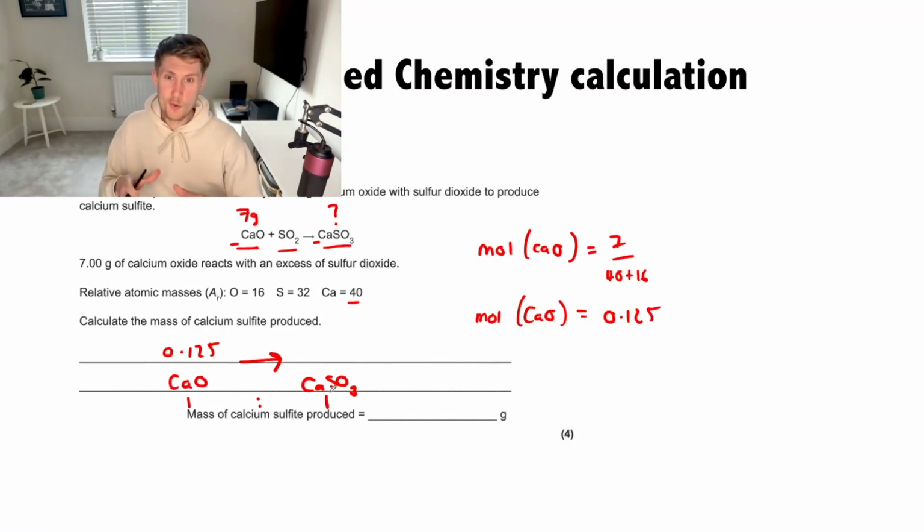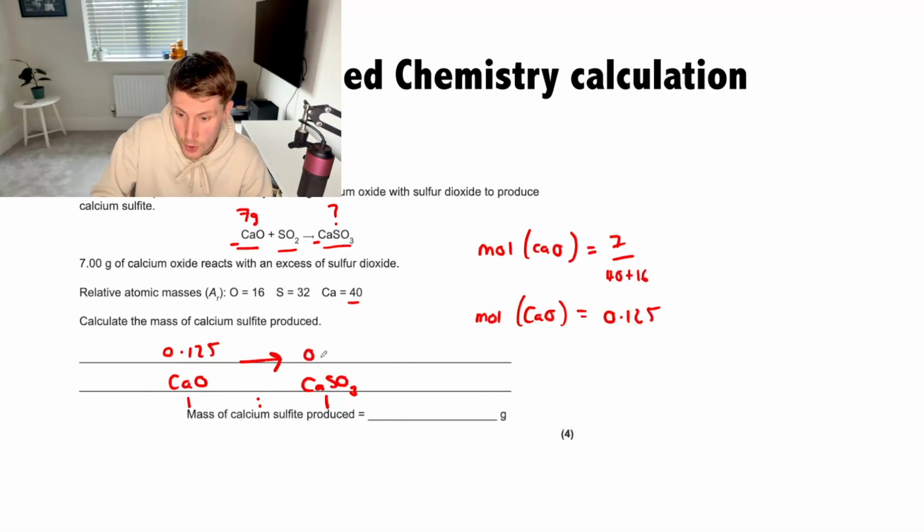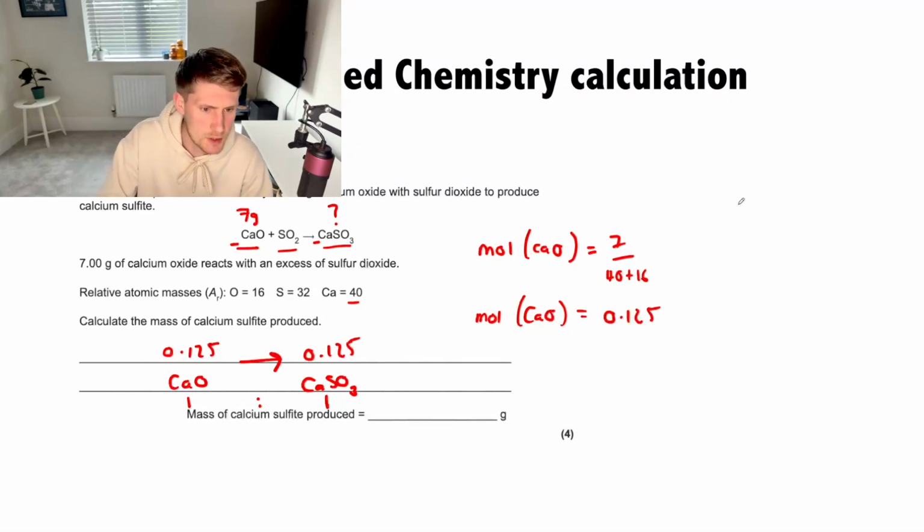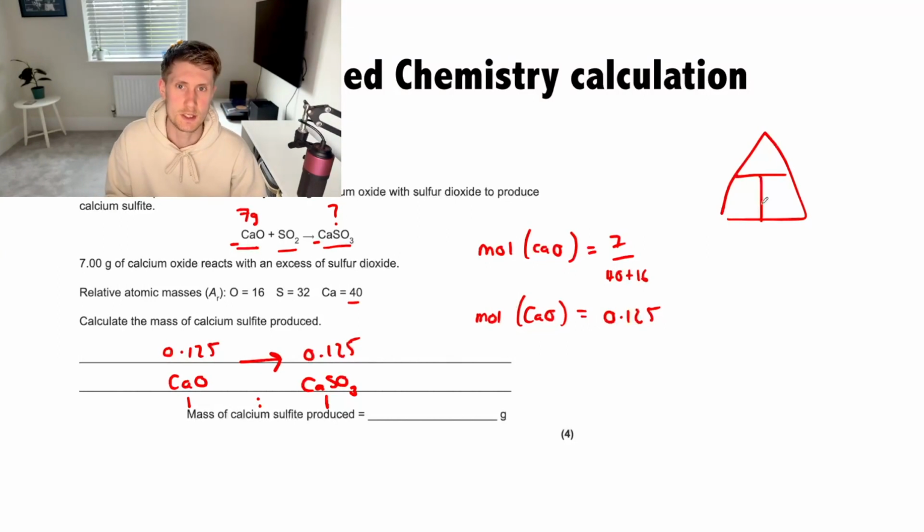And because I know the moles of calcium oxide, 0.125, the ratio of moles for calcium sulfite will be the same. So I will have 0.125 moles of that as well. We can compare them like that. Now, it didn't ask for the moles, it asked for the mass. So we have to rearrange our mole calculation to find a mass. So let's do that. I'm going to start with a triangle because I feel like that's the easiest way to do it if you're a bit unsure about these calculations.